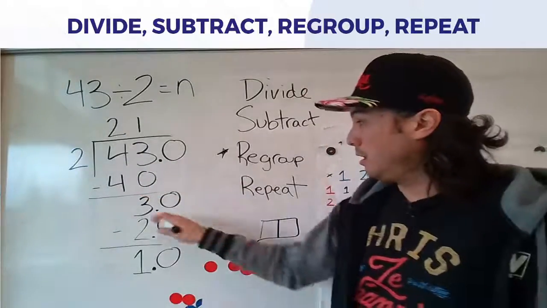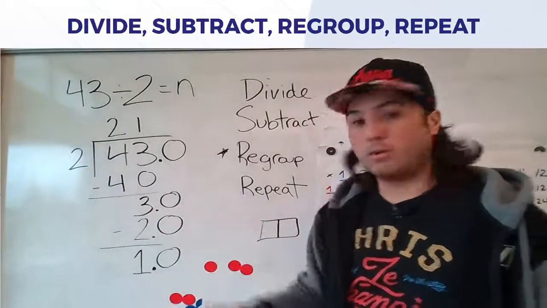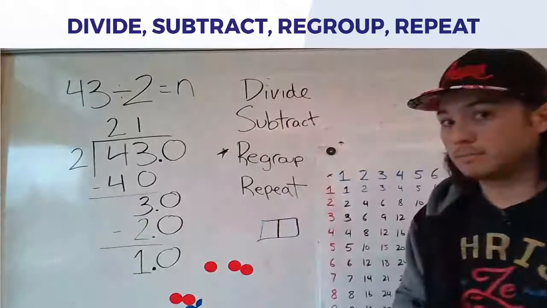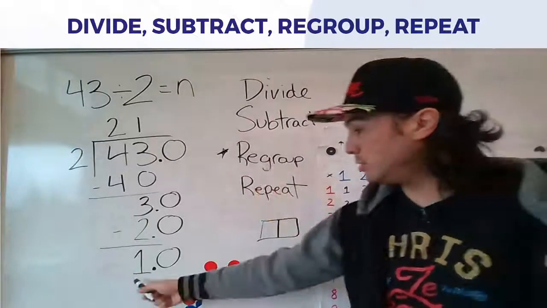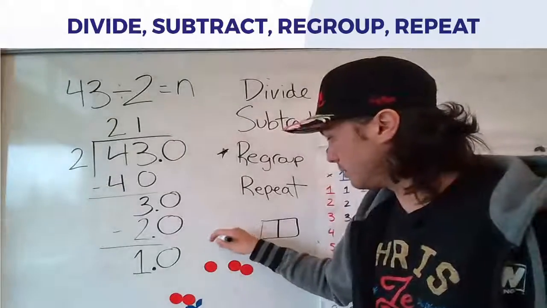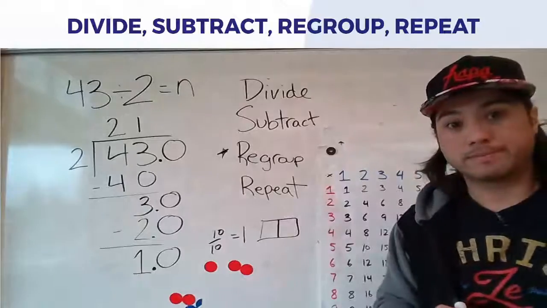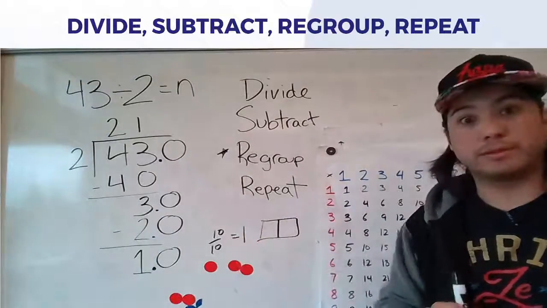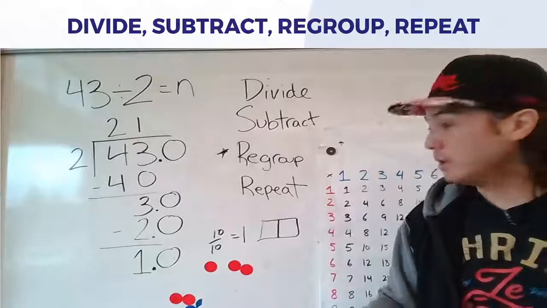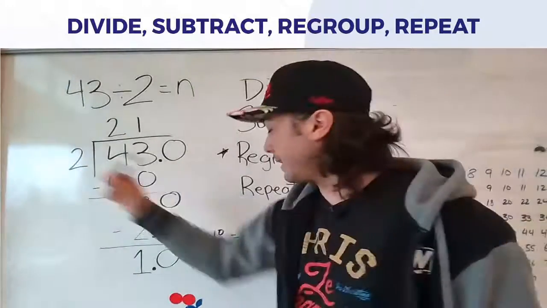Okay? We took our 3 ones, subtracted 2 ones. We have 1 left over. And we're going to regroup that into 10 tenths, right? Because 10 tenths, if we write that as a fraction, equals 1, right? It's our equivalent of 1, where the numerator and the denominator match. So now we have 10 tenths, and we're going to divide them by 2.